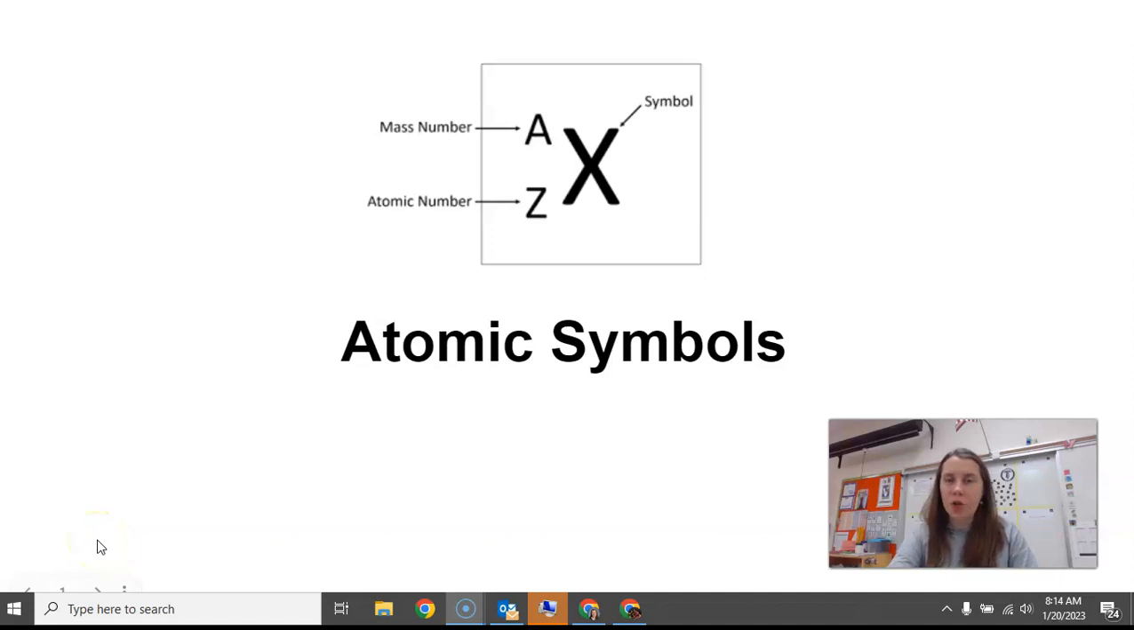Hello, today I'm going to talk to you about atomic symbols. And when I talk about atomic symbols, I mean partly the letters, which you get from your periodic table, but also there are two numbers that also go with our symbol that give us a little bit more information. So we're going to talk about how to find those numbers today.